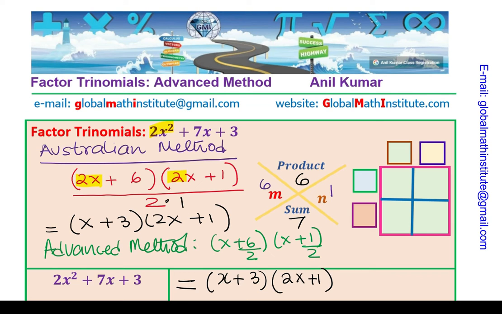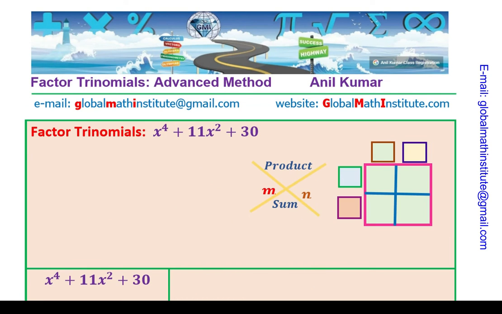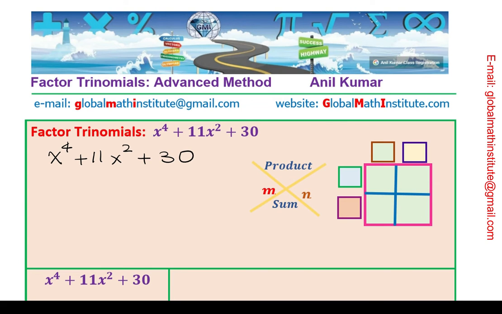Let's take up another example to understand where to use which method, right? Now here we have a degree 4 equation, correct? x to the power of 4, 11x square plus 30. Now in this case, you see that x to the power of 4 and x square, the degrees are double, right? So we could use same techniques, right?